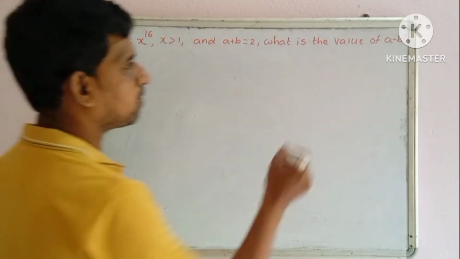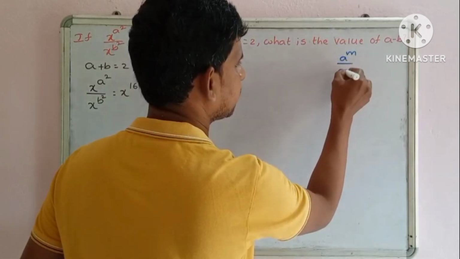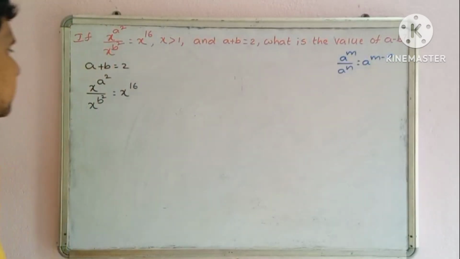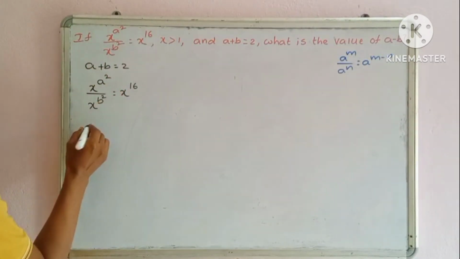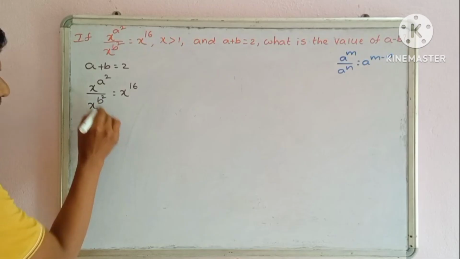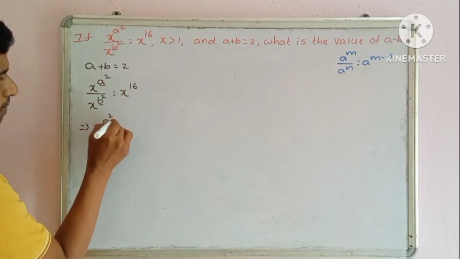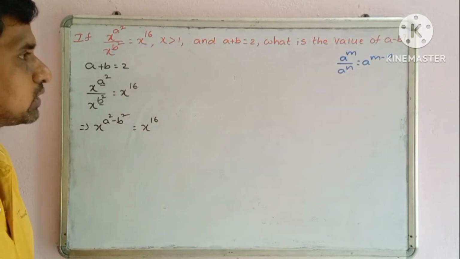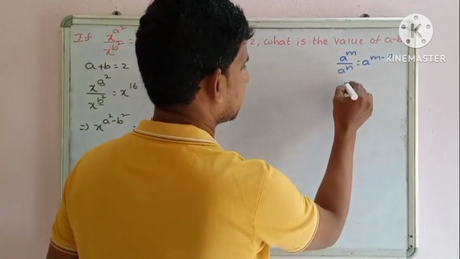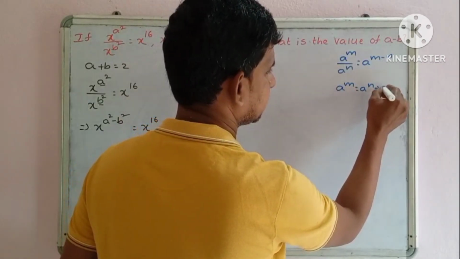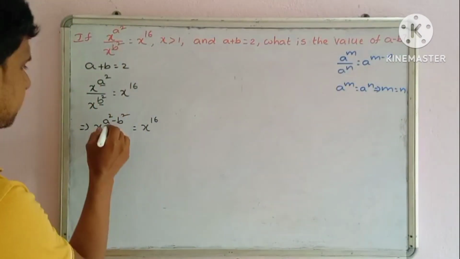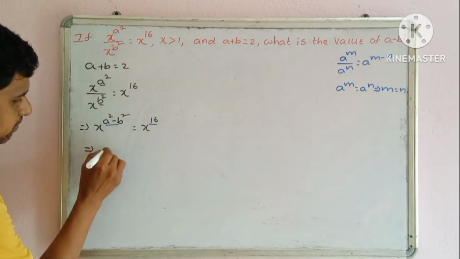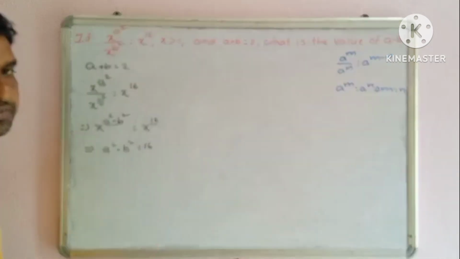See this formula. A power m by a power n. What is the formula of a power m by a power n? A power m minus n. So this is of the form a power m by a power n. So x power, a square is m, b square is n. M minus n equals x power 16. See now, a power m equals a power n, then m equals n. So a square minus b square equals 16.